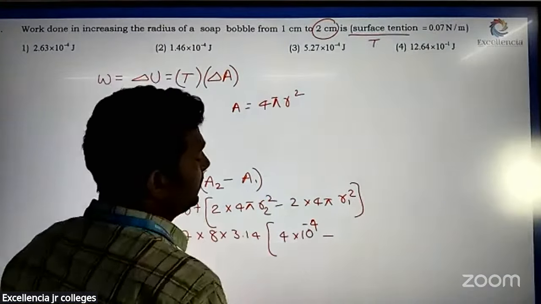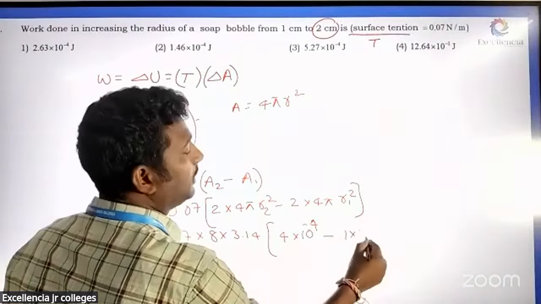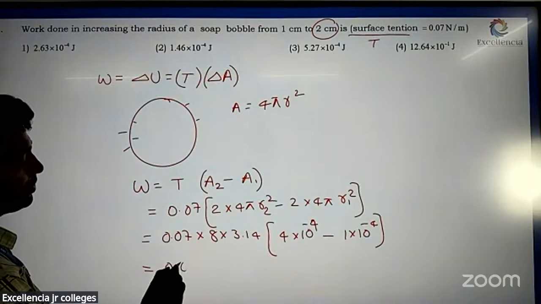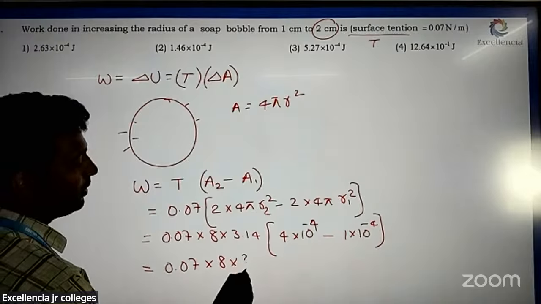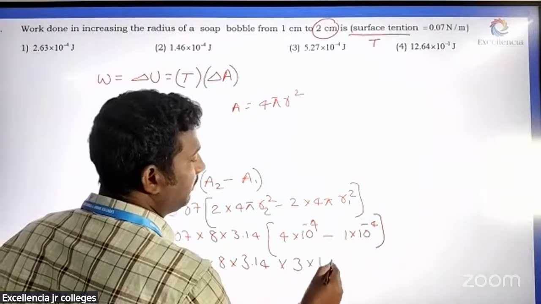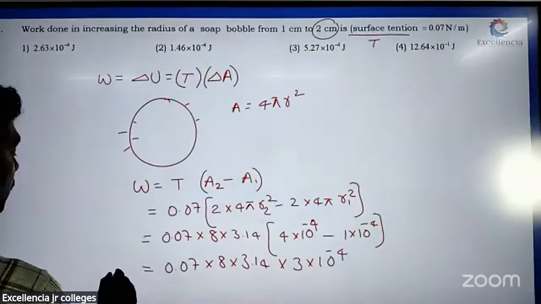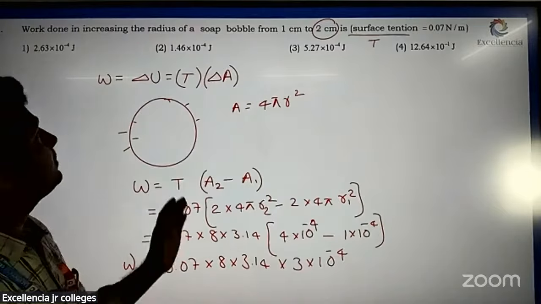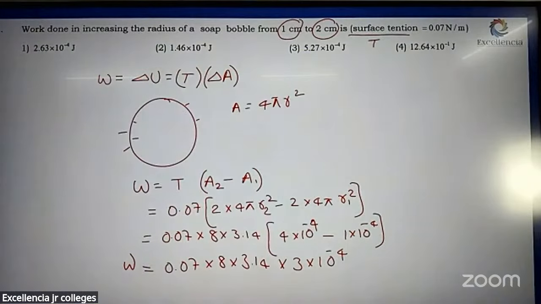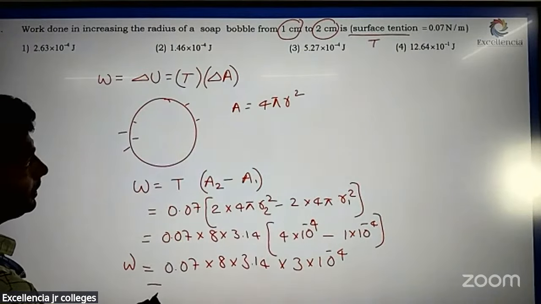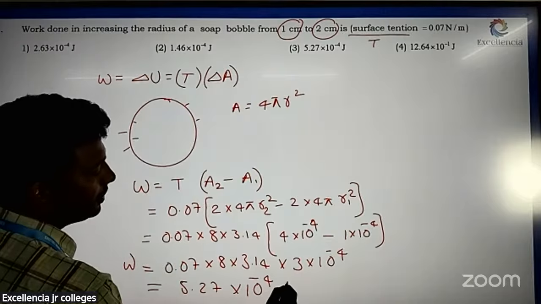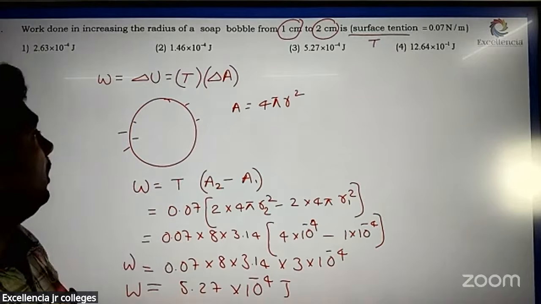Now r1 squared will be 1 centimeter, so 1 into 10 to the power minus 4. So now 0.07, 8 into 3.14, and here we get 3 into 10 to the power minus 4. This is the work required to increase the radius of the soap bubble from 1 centimeter to 2 centimeter. If you calculate this complete value, you will get 5.27 into 10 to the power minus 4 joules. This is the answer.